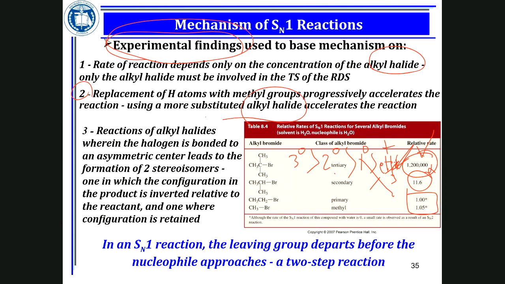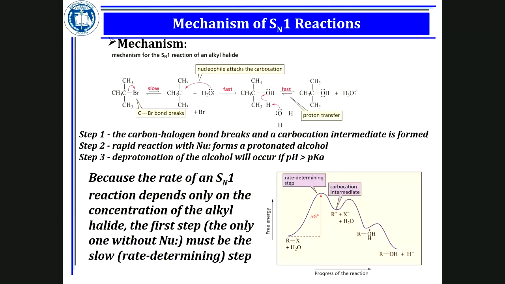So for the Sn1 reaction, the leaving group is going to leave first before the nucleophile comes in. So we do have a two-step reaction. Step 1, the leaving group is going to leave. Step 2, nucleophilic attack would take place. And anytime you have a two-step reaction, or more than one step, you have to look at your energy diagram to find out what the rate determining step is.